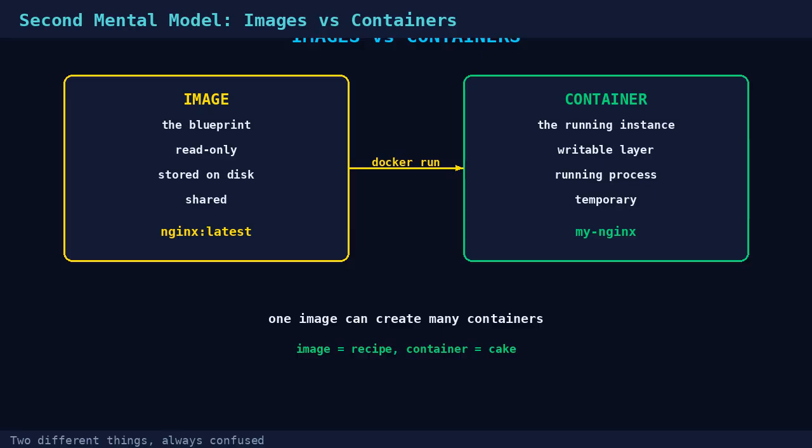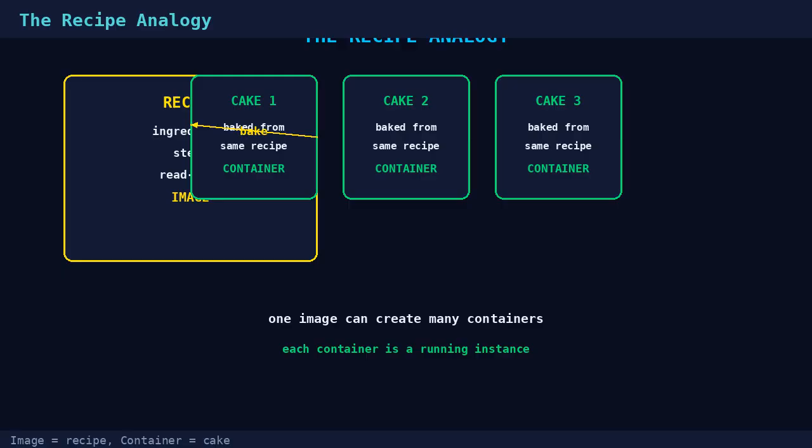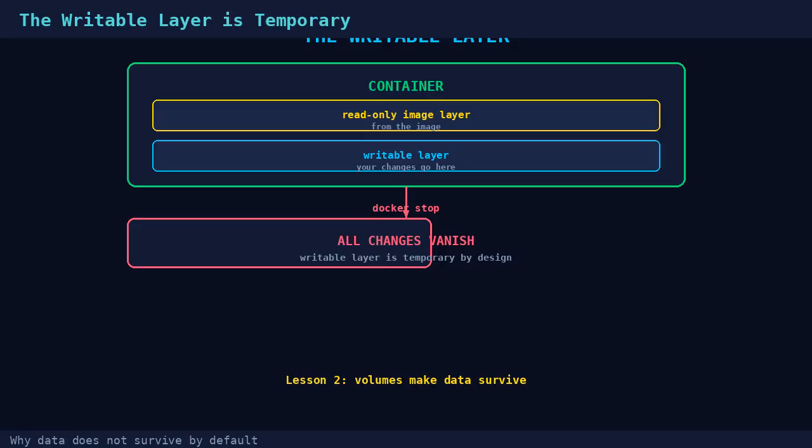The classic analogy. An image is a recipe. A container is a cake you baked from it. You can bake 100 cakes from one recipe. Each cake is separate, running, mutable, and eventually eaten, meaning deleted. A container's writable layer is temporary by design. Stop the container, and all its changes vanish. That is why, how do I save data, is Lesson 2's topic. That is where volumes come in.